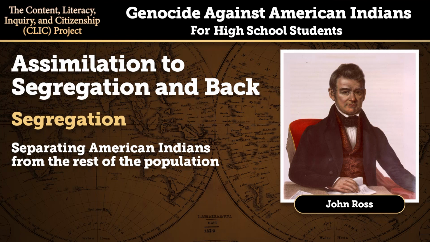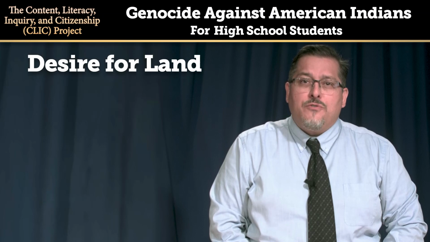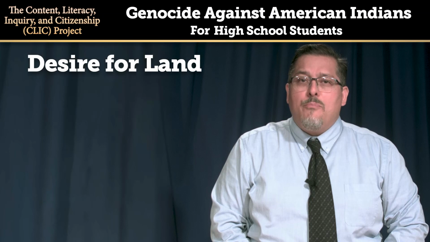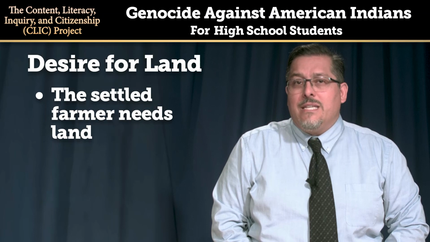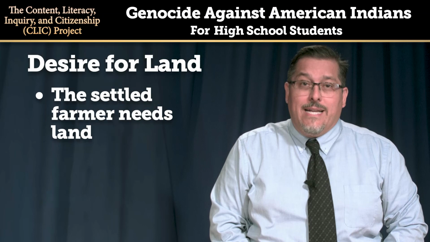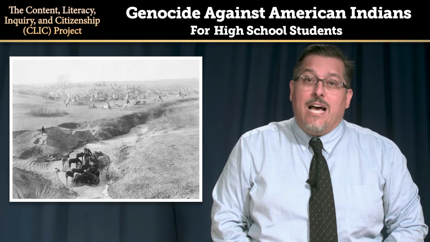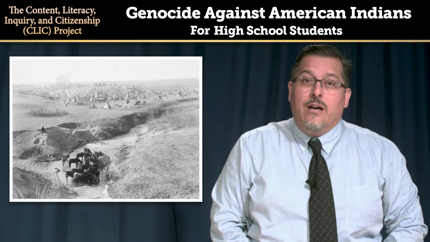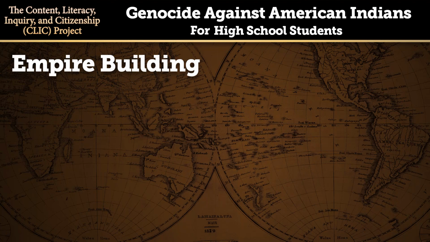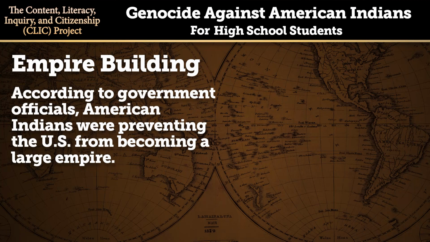Why did the U.S. government want to separate and remove Native peoples from the land? Throughout the 1800s, one of the reasons the U.S. government moved to separate and remove Native peoples was because the idea of the settled farmer, someone who was relatively stationary and owned, worked, and lived off the land, was central to America's new identity. As a result, the desire for land and westward expansion increased throughout the 19th century. Shown here is a Lakota teepee camp near Pine Ridge, South Dakota. The Lakota were one of many tribes that suffered greatly during the era of Western expansion. Another reason fueling genocidal acts against American Indians was the desire to build an American empire. According to government officials, American Indian inhabitants of the land were preventing the United States from meeting this desire.